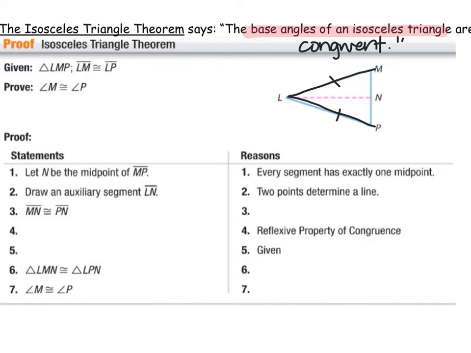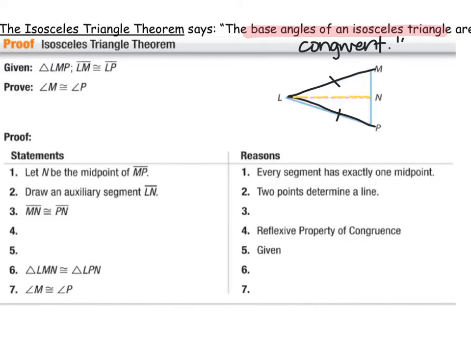So here is the formal proof of why this is true. We are given some triangle LMP, and we are told that sides LM and LP are congruent. And our goal is to prove that angles M and P are congruent, the base angles of this isosceles triangle. So we're going to use a trick called drawing an auxiliary line. That just means drawing a line that's not originally part of the problem. And the reason we do that is so that we can use some of our triangle congruence rules.